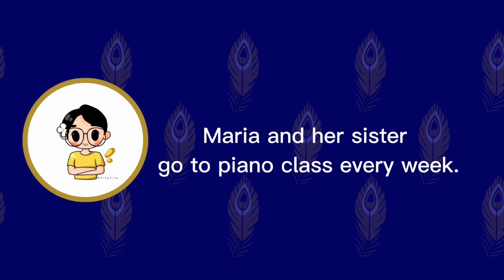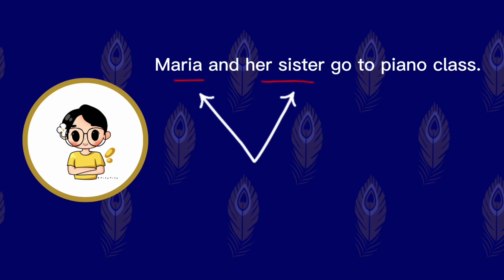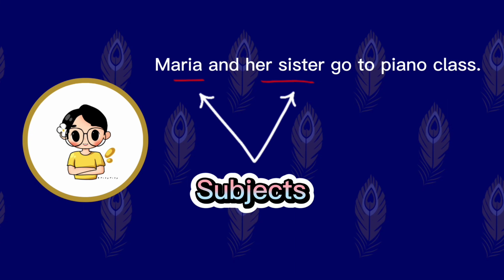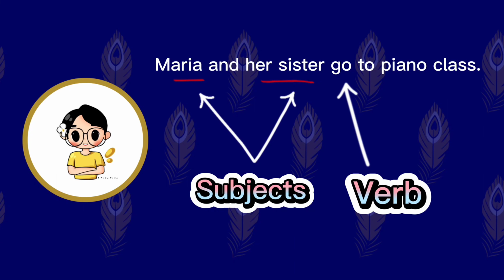For example, Maria and her sister go to piano class every week. In this sentence, Maria and her sister are subjects. Then you can see they share the same verb.